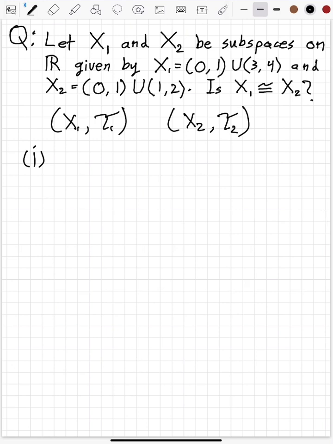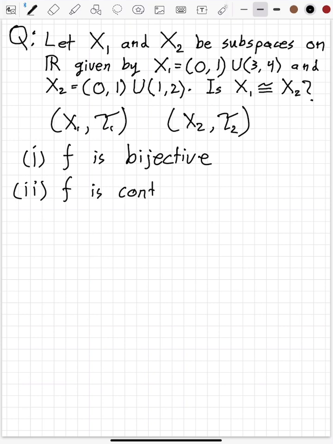Let's list out the necessary conditions for f to be a homeomorphism between (X1, τ1) and (X2, τ2). The first is that f must be bijective. The second condition is that f must be continuous. And the third and last condition is that the inverse of f is also continuous. So, if we can define a function f that satisfies these three conditions, we can say that there exists a homeomorphism between (X1, τ1) and (X2, τ2).